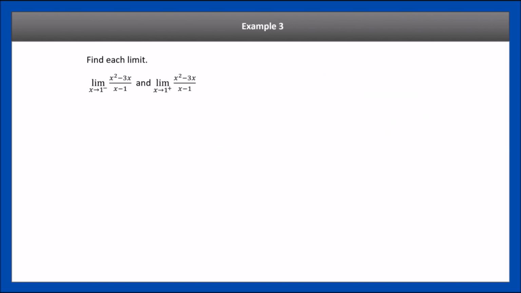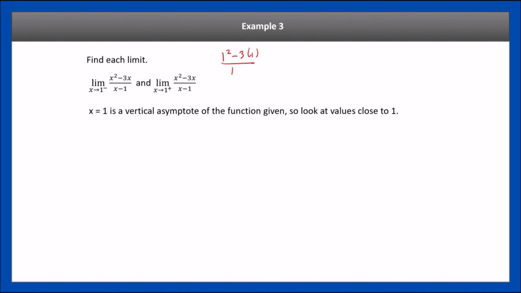All right, so let's look at another example. So we want to find the one-sided limits. So we know that x equals 1 is a vertical asymptote. And again, you can do this by actually plugging in 1. So let's verify this. If we plug in 1, we get 1 squared minus 3 times 1 over 1 minus 1. Sorry, I should probably be careful with my notation here. So for the numerator we get 1 minus 3 is -2, denominator is 0. So the numerator is non-zero, the denominator is 0. So this is a vertical asymptote.